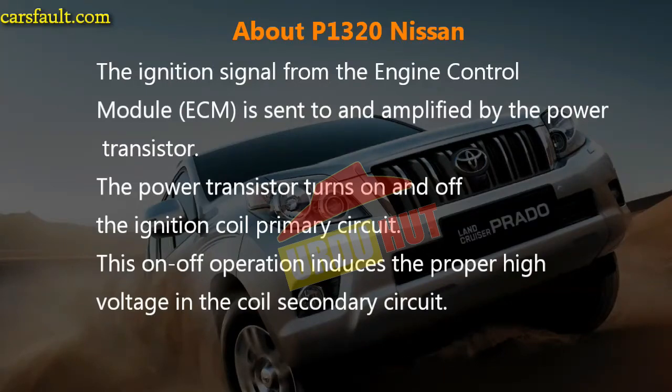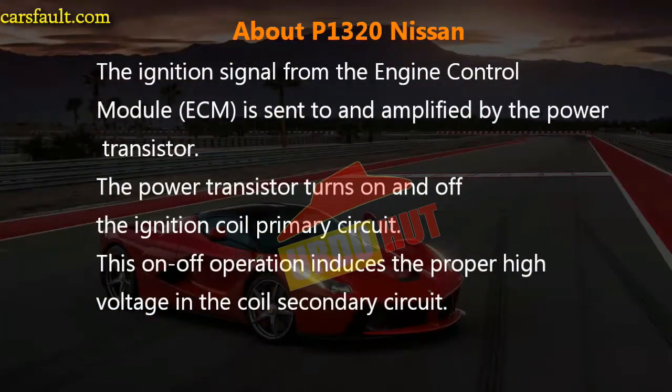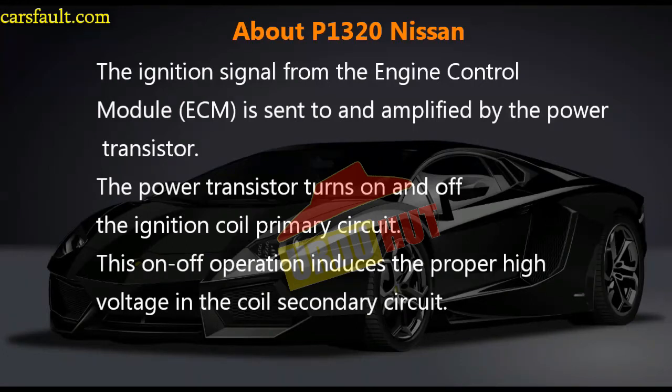About P1320 on a Nissan, the ignition signal from the engine control module is sent to and amplified by the power transistor. The power transistor turns the ignition coil primary circuit on and off. This on-off operation induces the proper high voltage in the coil secondary circuit.